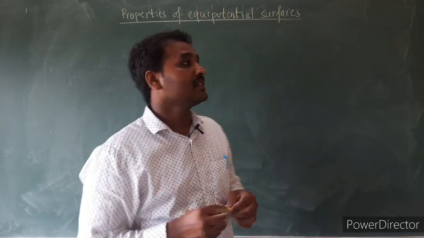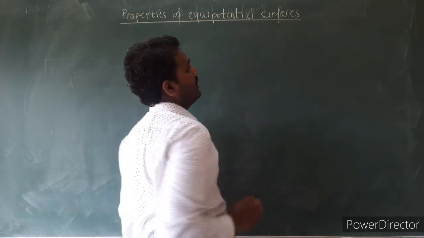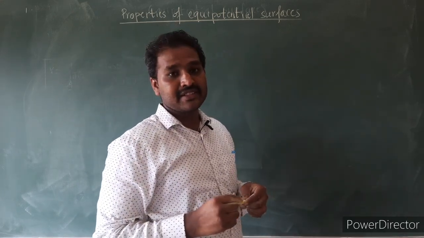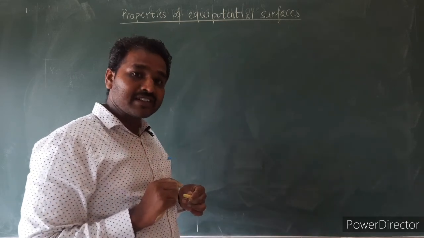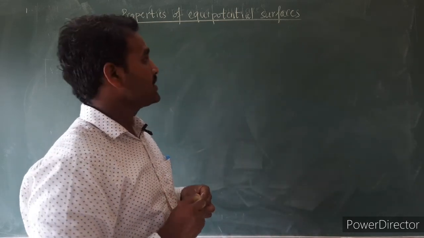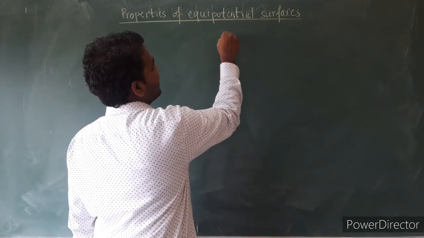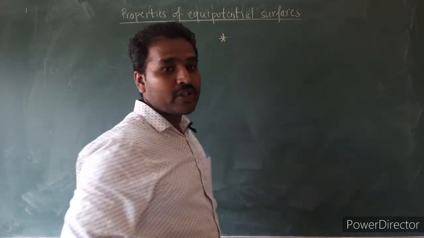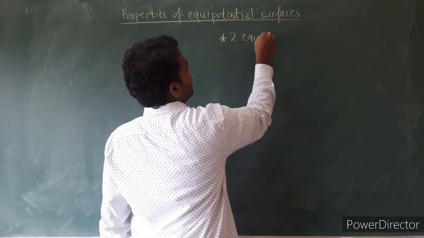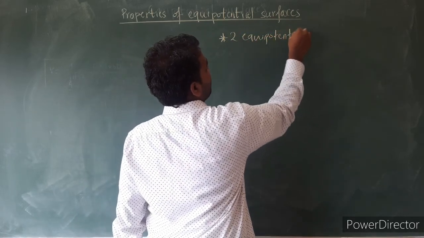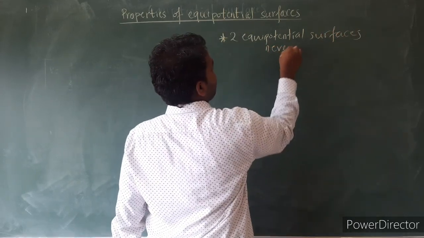Next we shall discuss the properties of equipotential surfaces. As we know, it is a surface on which the electrostatic potential difference between any two points is equal to 0. So the first property, we can say that two equipotential surfaces never intersect each other.